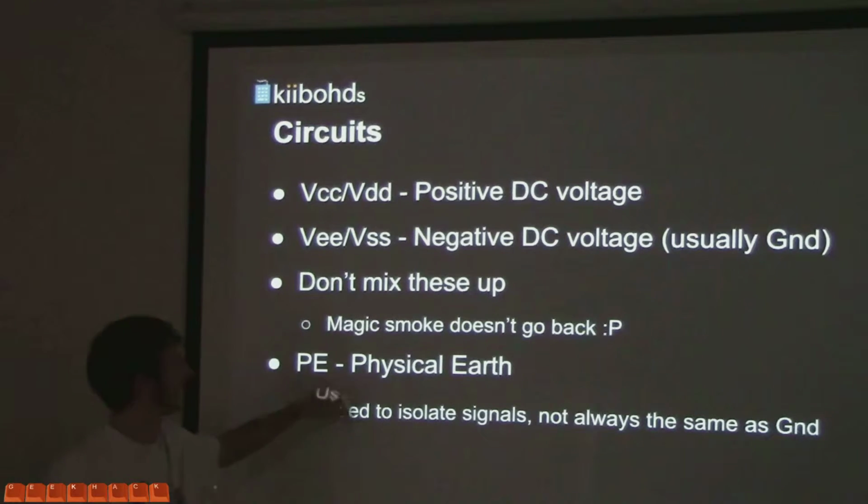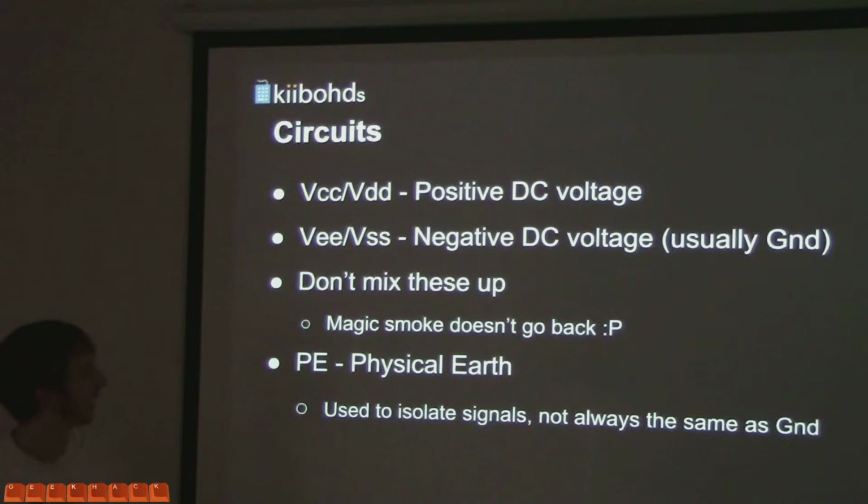PE is a neat one. Physical earth is what that stands for. So this is usually ground, but you know that third pin you see on plugs everywhere? That's basically physical earth. Or when you have metal on your cable, it's for shielding. So often this is the same as ground, but it's not necessarily. And it has to do with whatever rule of thumb that electrical board engineer was following when they were doing their work. Sometimes this matters.